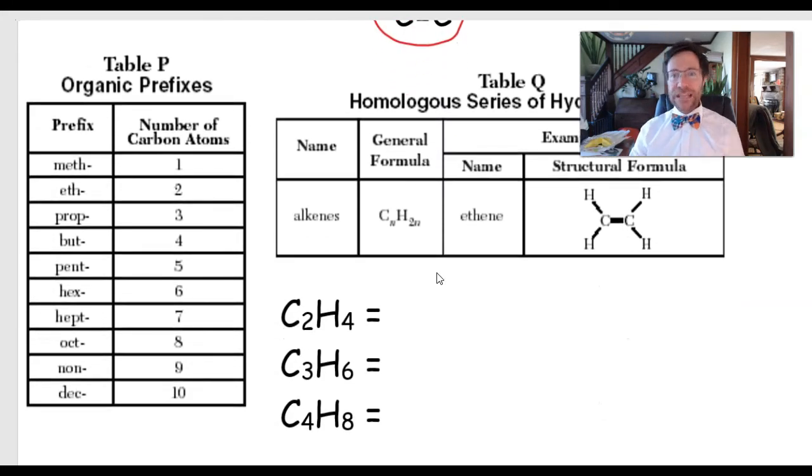Let's dig into it. Again, we are not memorizing. You know your P's and Q's. Just look them up. You do not have to memorize this. But what we do need to do is know how to find the general formula. Let's start.